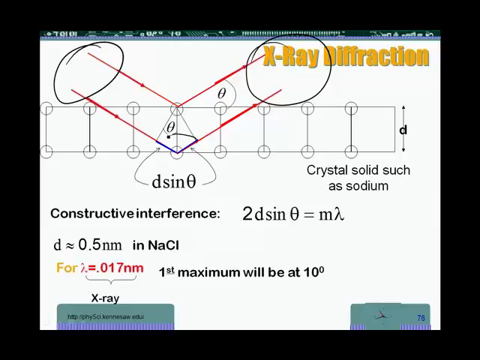Now the path difference is going to be 2d sin θ. Now when 2d sin θ is equal to mλ, that's going to give us the positions for constructive interference.